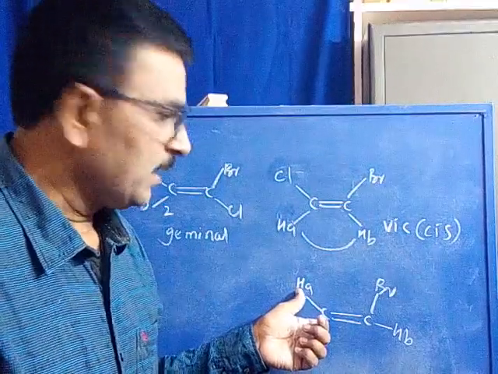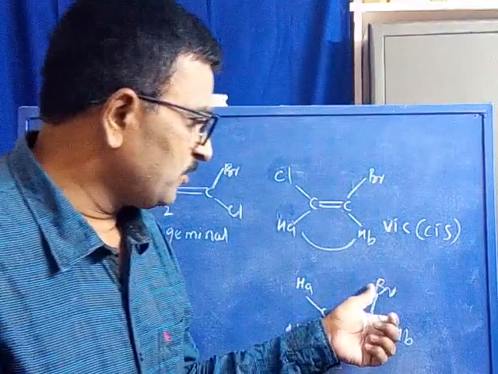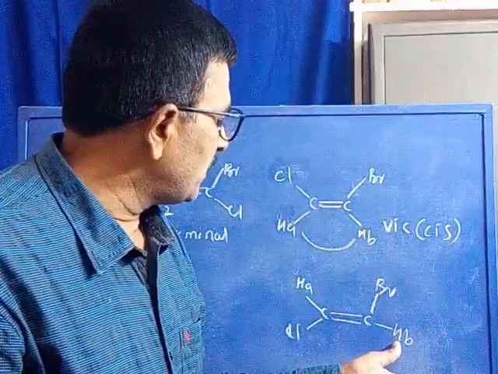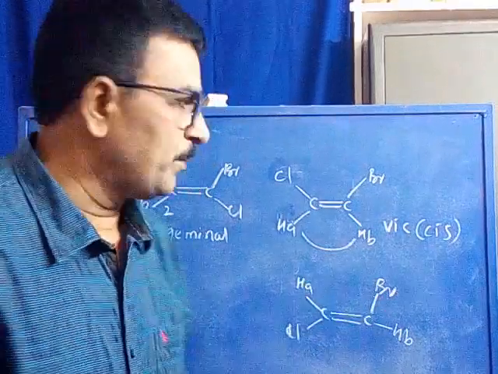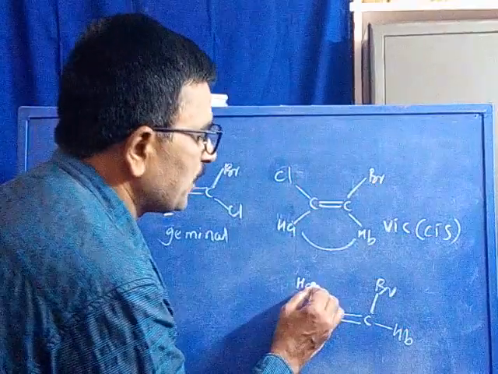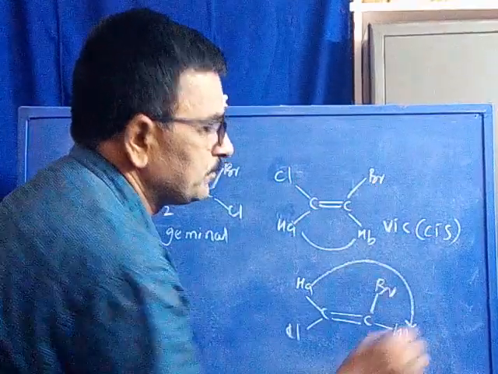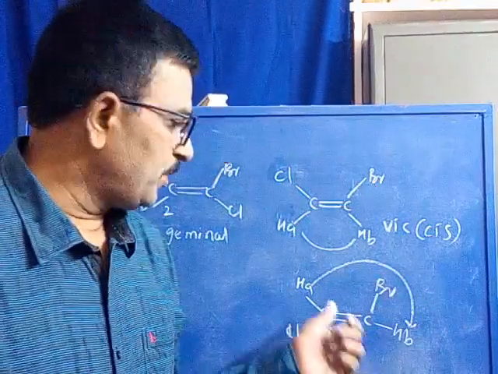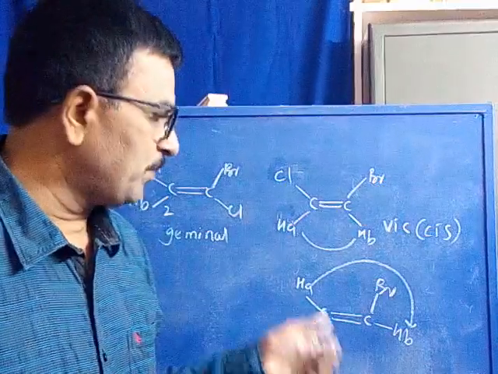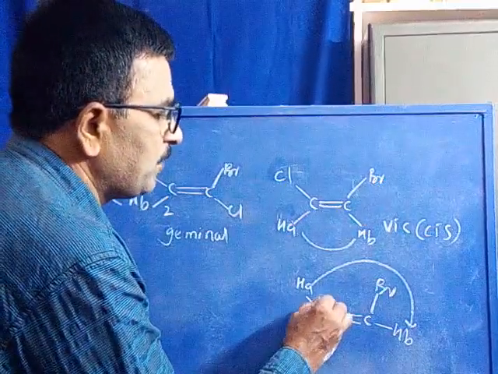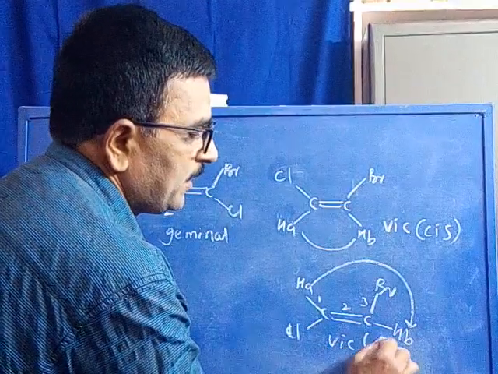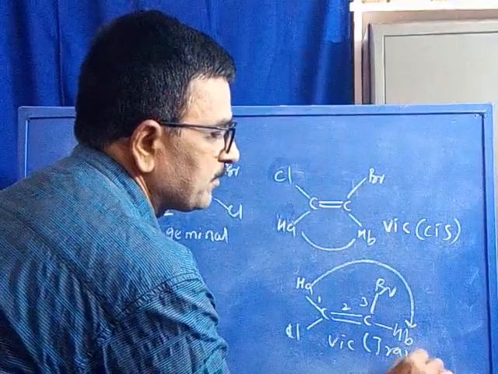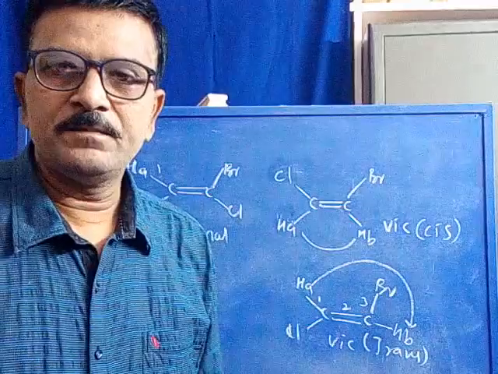Now one Ha hydrogen is cis to bromine and the other one is trans to bromine. These two are coupled. A and B are non-equivalent, hence coupled. The number of bonds is 1 bond, 2 bond, 3 bond. Therefore, it is vicinal, and in that it is trans coupling. Is it clear?